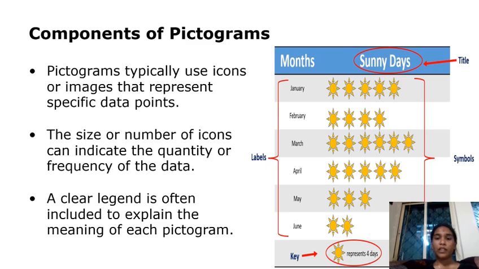This pictogram represents months and sunny days. The months are represented as January, February, March, and April. The title is sunny days. Labels are the months. The symbols used here are suns. The key represents 4 days.